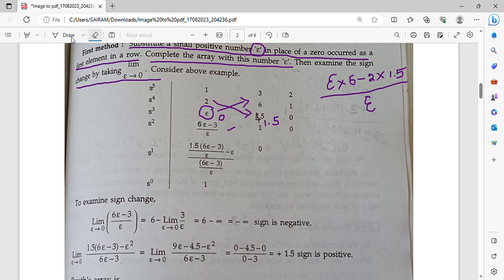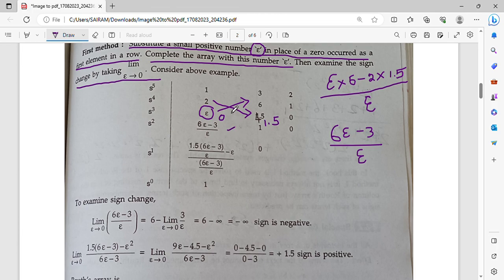And here, e into 6 is what? e into 6 is nothing but 6e minus 3, whole divided by e, right? This is what it is. And here it is 1. As you know, how it is 1.